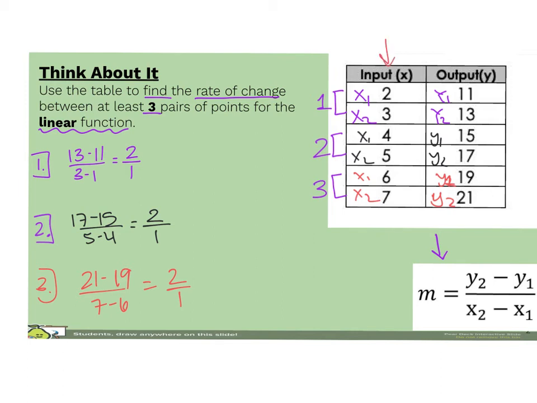So this is definitely linear, right? I know it's a function because none of my x's repeat, and they're telling me it's linear. So they're telling me this is going to be a straight line. So what did I notice when I found the slope? I noticed that the slopes were all exactly the same.